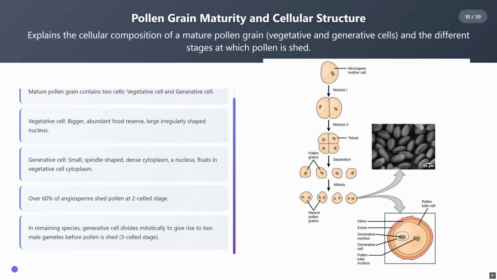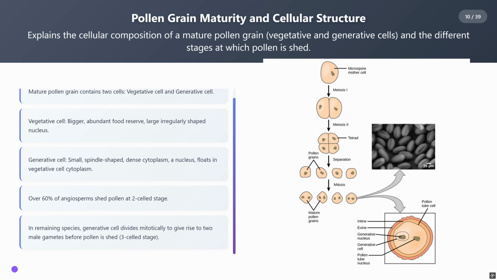Now, when a pollen grain is mature, it typically contains two cells. Two cells packed into that tiny sphere. How are they different? There's the vegetative cell, which is the bigger one. It has plenty of food reserves stored up and a large, kind of irregularly shaped nucleus. Then there's the generative cell. It's smaller, and it actually sort of floats within the cytoplasm of the vegetative cell. It's usually spindle-shaped, with dense cytoplasm and its own nucleus.